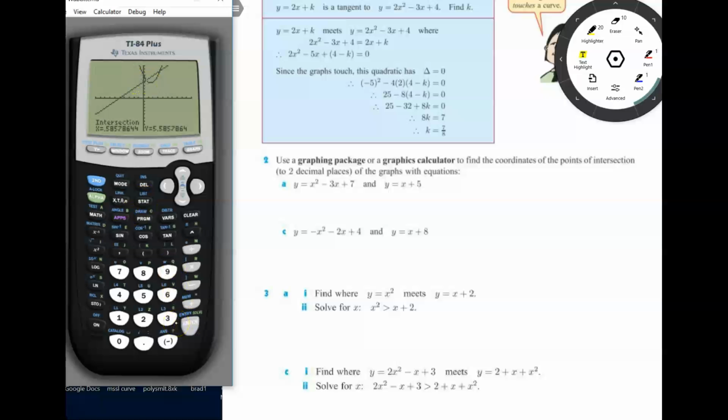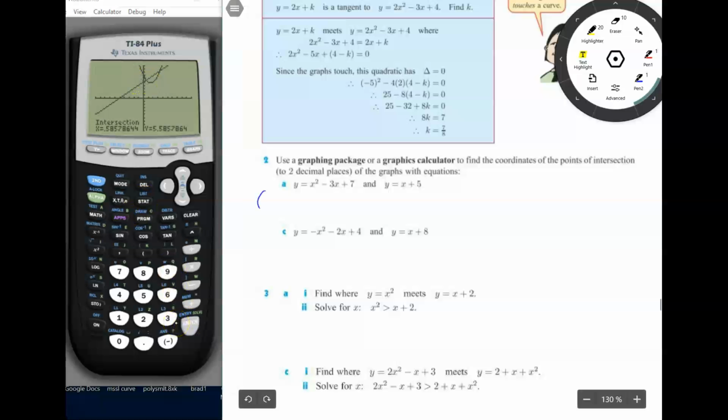And it gives me that the intersection is 0.58. It says 2 decimal places, but I'll go to 3. 0.586, comma, 5.59. Okay, so that's the left point. Let's find the right point.